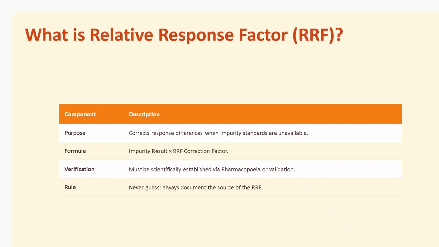Now, what happens if impurity standard is not available? This is a common situation. This is where relative response factor, or RRF, becomes important. RRF corrects the difference in detector response between API and impurity. The impurity result is multiplied by the RRF correction factor. This gives accurate impurity quantification. But remember one important rule. RRF must be scientifically established. It should come from pharmacopoeia, validated methods, or proper experimental data. Never assume or guess RRF. And always document the source.